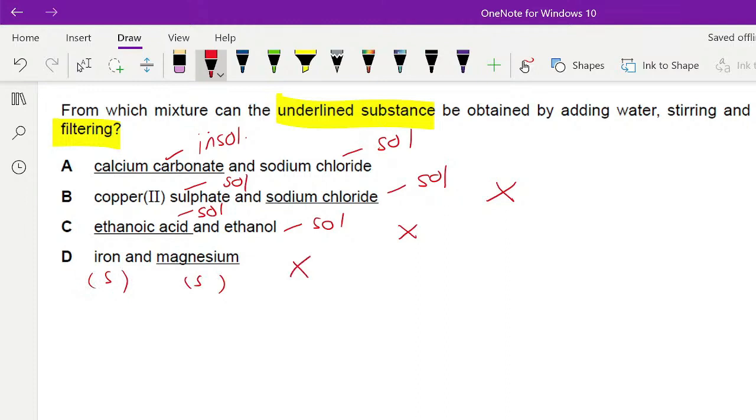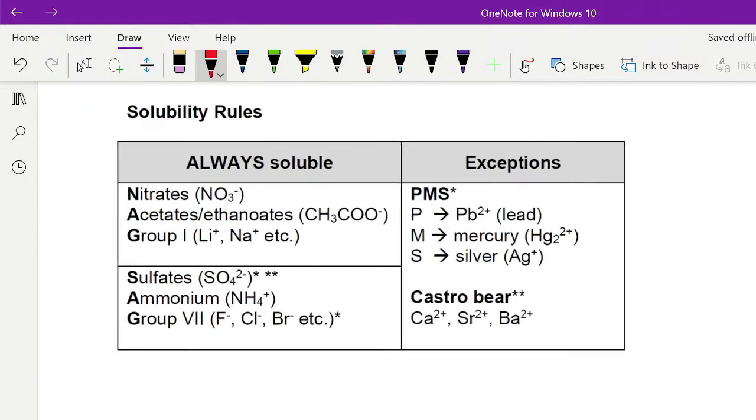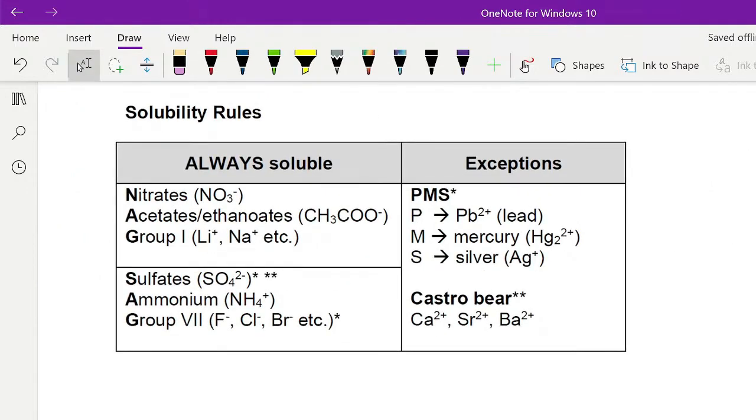So how do we know that something is soluble or insoluble? We have to know the solubility rules. What these solubility rules are saying is that nitrates, acetates, group 1, and ammonium are always soluble, no exception. Now, sulfates have some exceptions. Most sulfates are soluble, but there are exceptions.